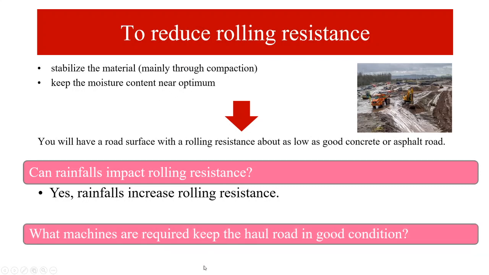What machines are required to keep the haul road in good condition? Okay, so specifically a grader, water truck, and rollers, you need to take care of the surface condition. Okay, so you want to maintain it in good condition to keep the productivity. It means the productivity of these three machines is significantly impacted by the rolling resistance. There are graders, water trucks, and rollers.